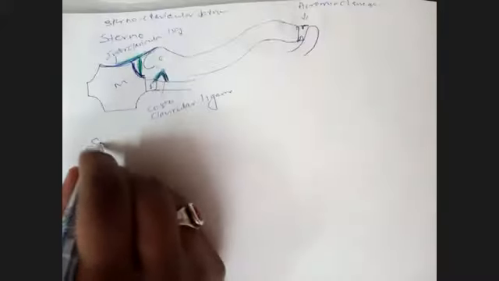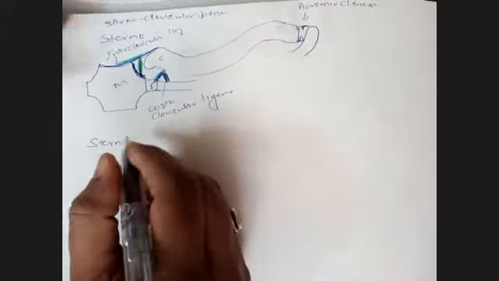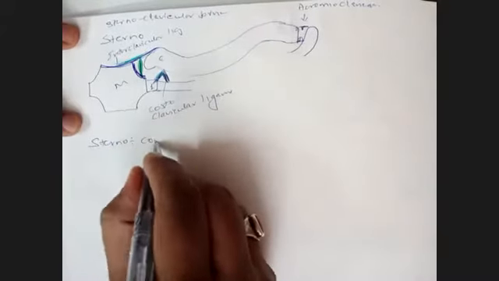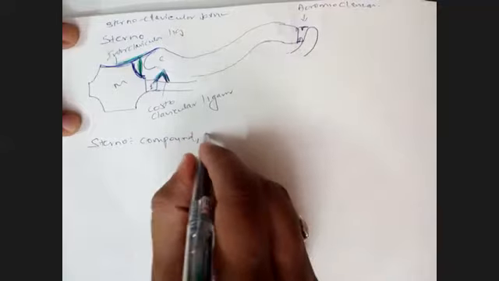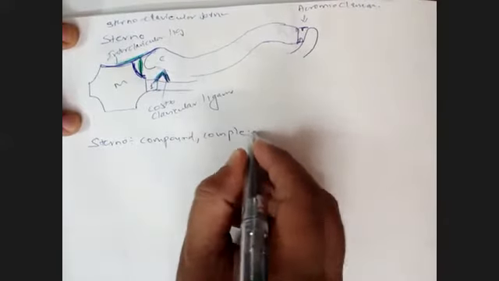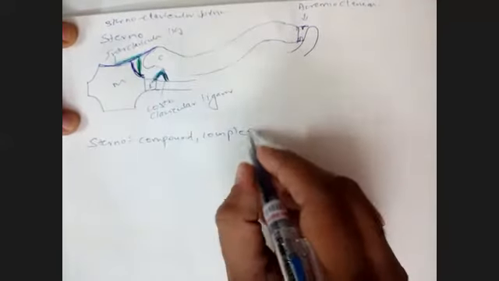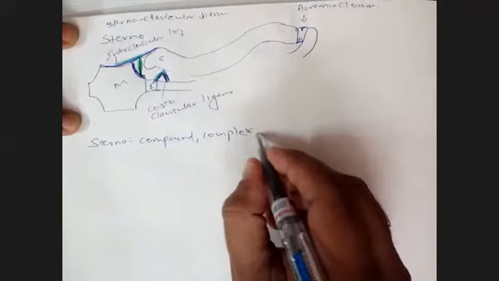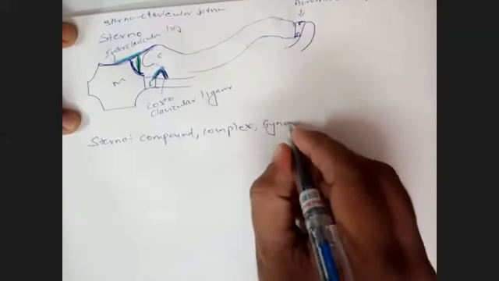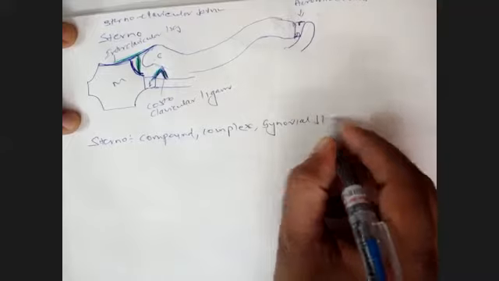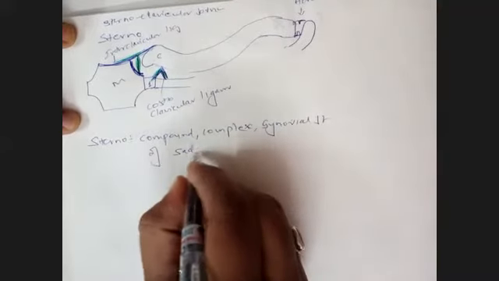So the sternoclavicular joint is compound because 3 bones are involved. Compound, complex because of the presence of an articular disc. Compound, complex, synovial joint of saddle variety.